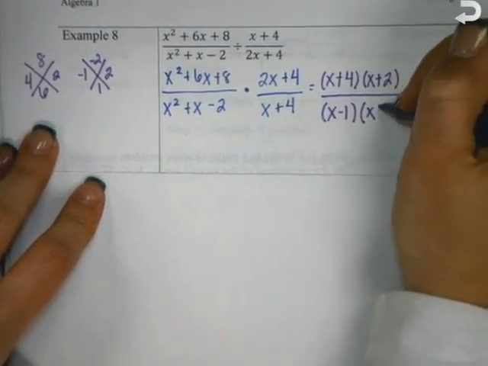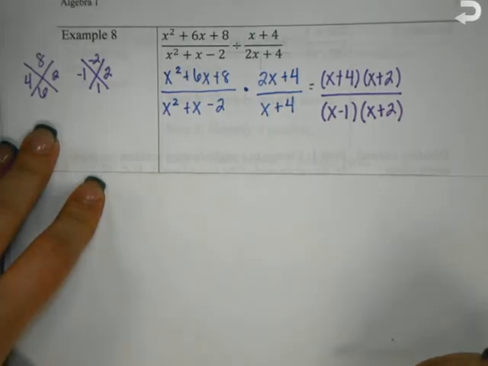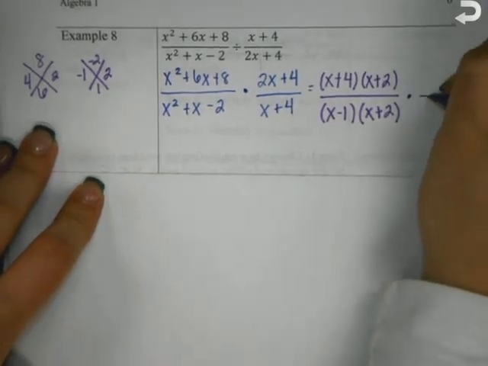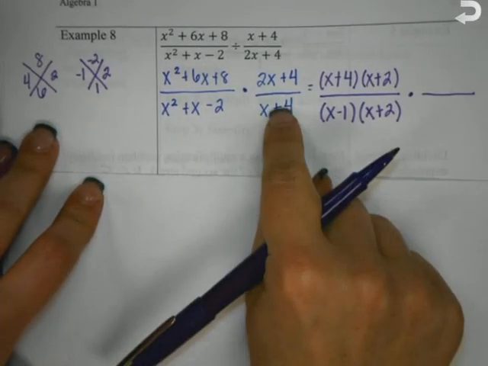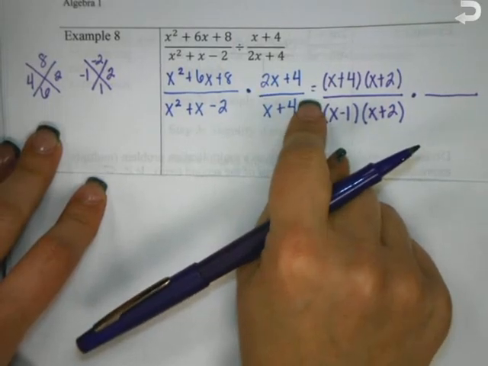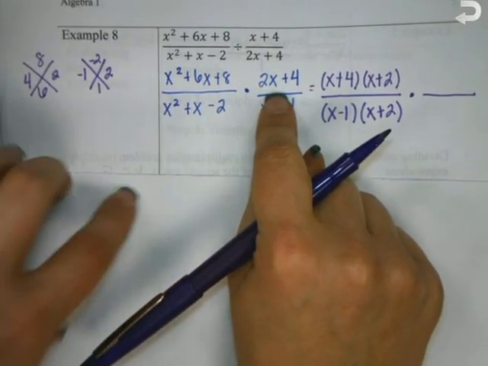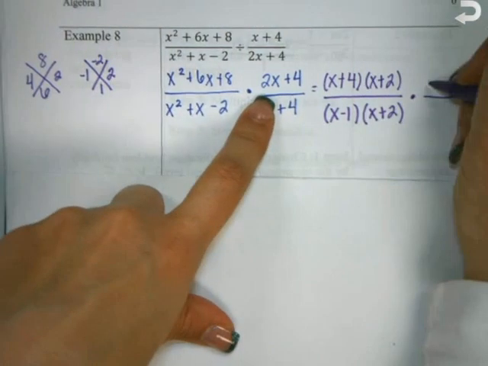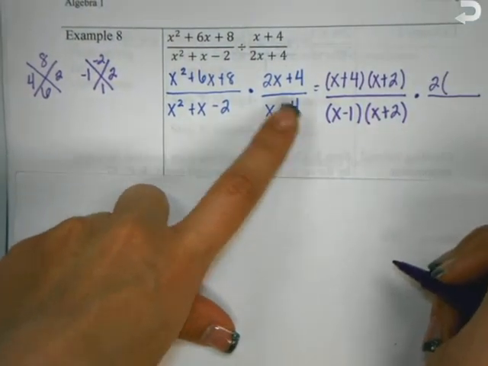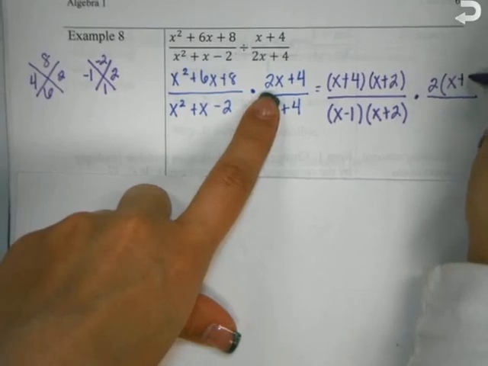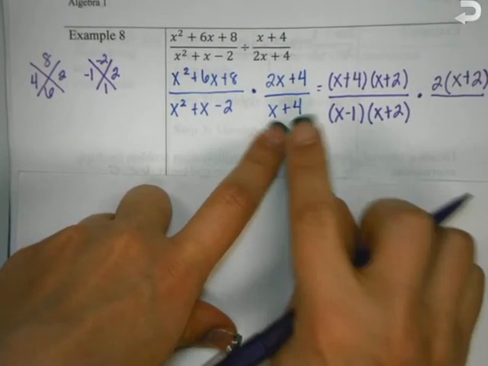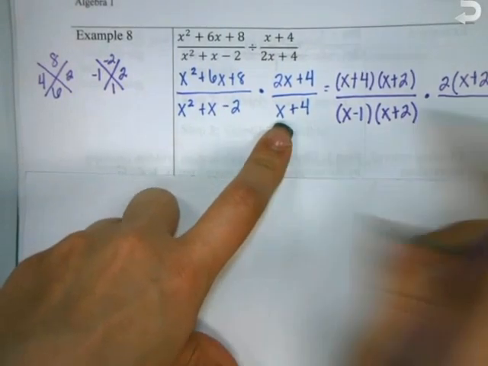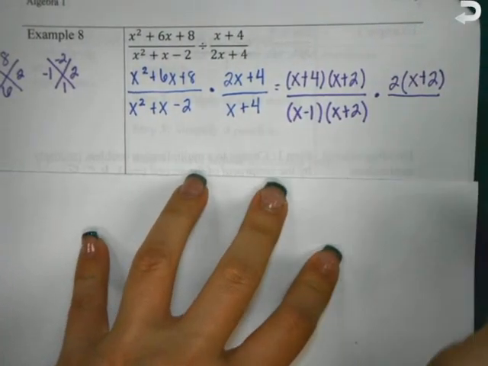times, can I factor the second guy? Very good. I have a GCF in the numerator. What is it? A 2. So if I factor out a 2, x plus 2. And can I factor that denominator? No. Oh, I'm sorry. So we're just going to leave it as x plus 4. But you know what? I'm going to put it in parentheses just to keep it together. Okay?